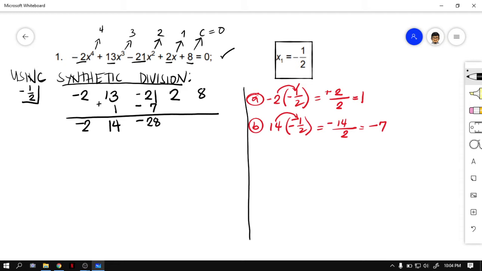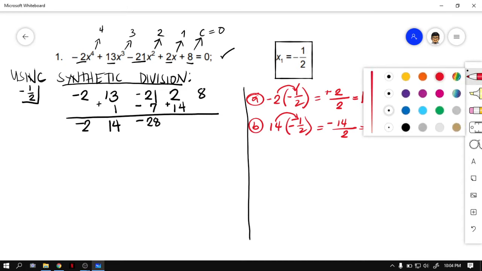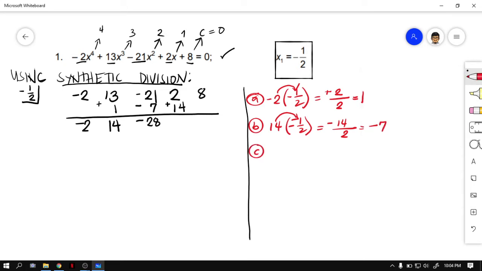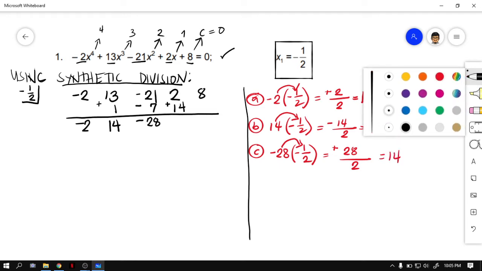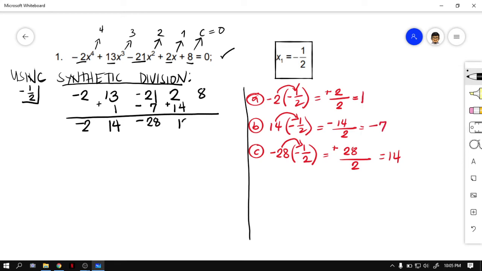Next, we have negative times negative, positive. 28 times 1, 28 divided by 2 is 14. Ano nakuha ulit yon? Say, negative 28 times negative 1/2. Negative times negative, positive. 28 times 1, 28. And copy the denominator. 28 divided by 2 is 14. So, doon nakuha yung 14. You have positive 2 and positive 14, so you have 16.